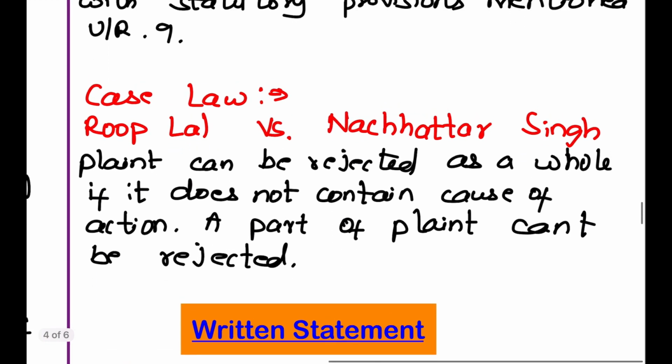Case law: Ruplal vs. Nachattar Singh. A plaint can be rejected as a whole if it does not contain a cause of action. A part of a plaint can't be rejected. So either a plaint can be accepted as a whole or rejected as a whole. A part of it can't be accepted or rejected.